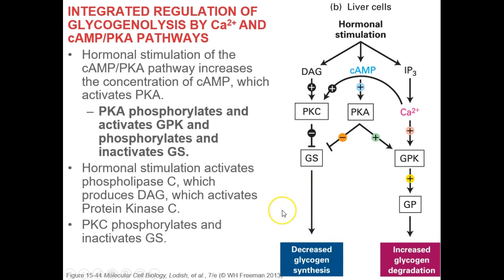So by having the collaboration of these multiple signaling pathways, we can be absolutely sure that glycogen synthase will be phosphorylated and inactive, and we will not have glycogen synthesis because during starvation we can't be doing that. And we will have increased glycogen degradation, which is good because that will provide glucose for the rest of the body during starvation.